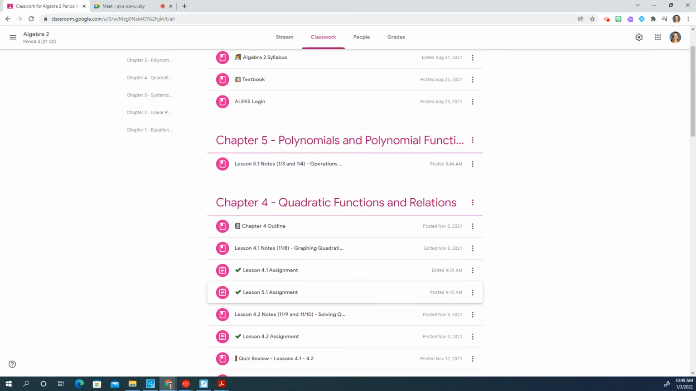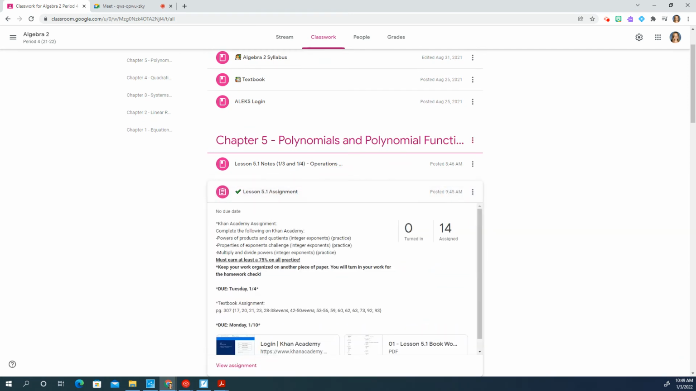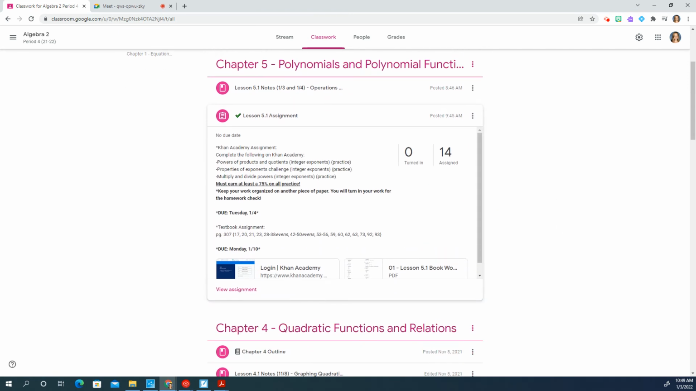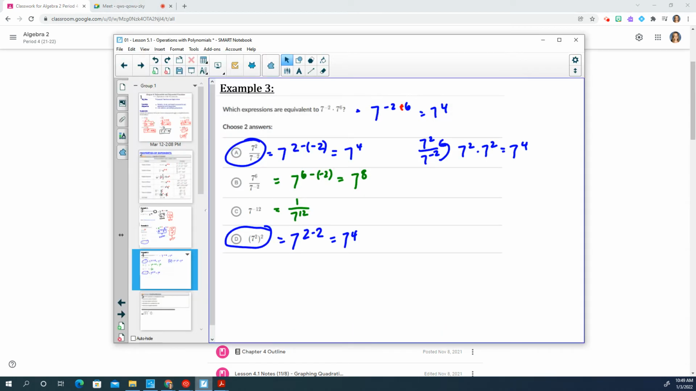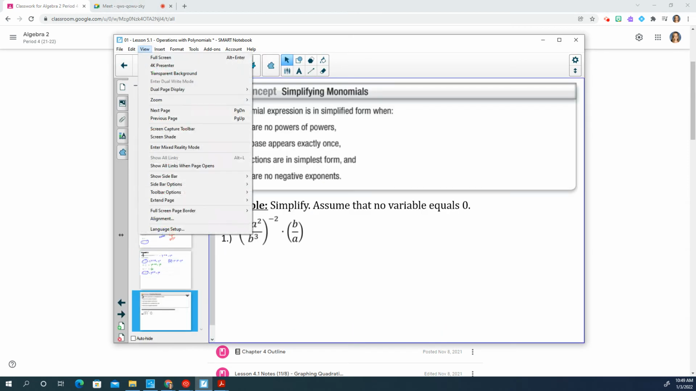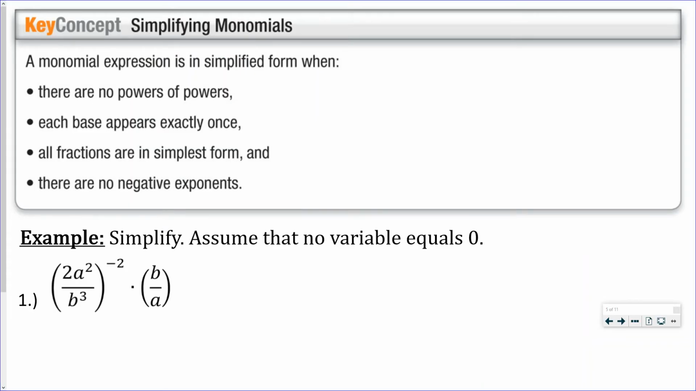Oh shoot, I just moved it to the wrong topic. I want you guys to do that for tomorrow. So when we get to these meatier ones, you have the exponent properties down. All right, so here's getting a little bit more difficult.